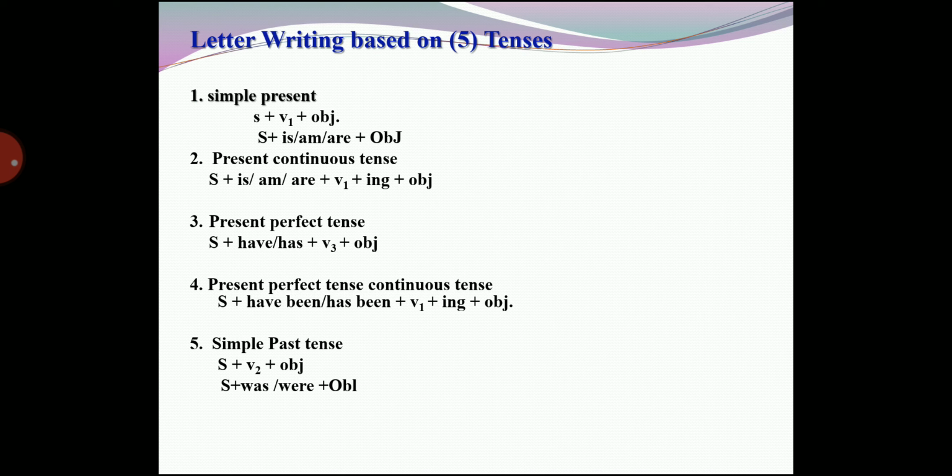Simple past tense: subject plus V2 plus OBJ. Subject plus was or were plus OBJ. This is the second structure of simple past tense. Was and were are also treated as a V2 form. They also act as a main verb in simple past like a V2. Was can be used for I, he, she, it. Were can be used for all plural forms. Now it is clear for everyone.